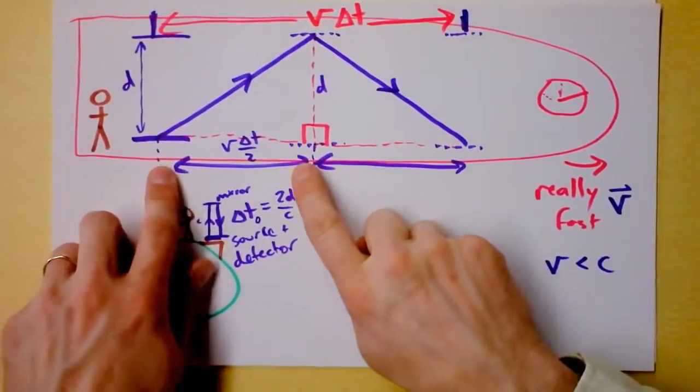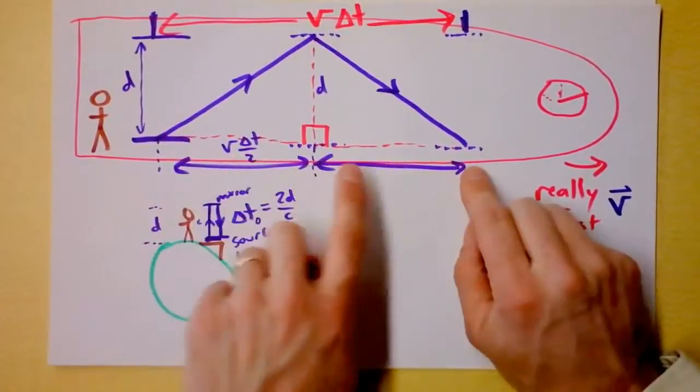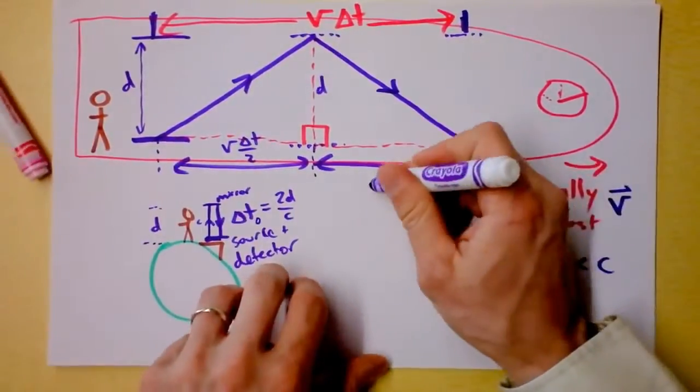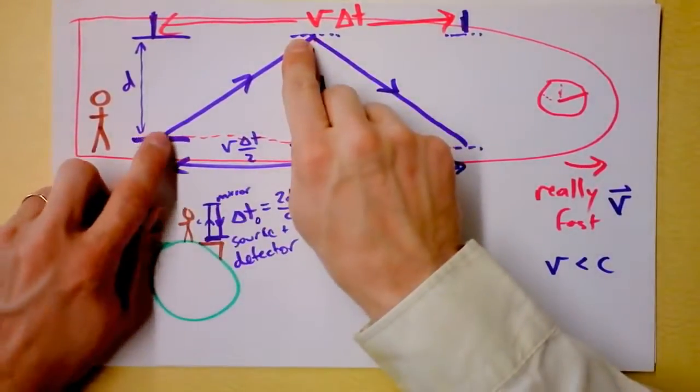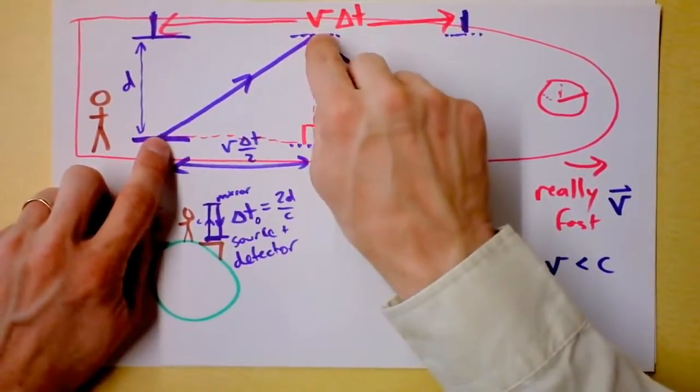So of course, half of it is going to be v times delta t over 2, and this is also v times delta t over 2. We could put that down there, v times delta t over 2. Okay, but what's this? Oh, light always moves at the speed of light.